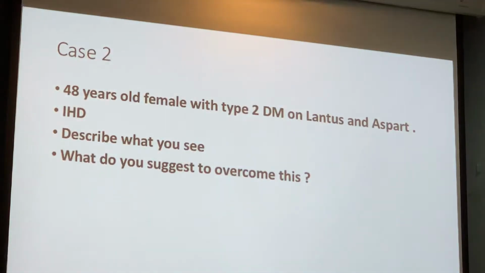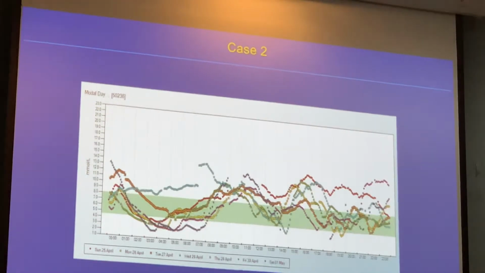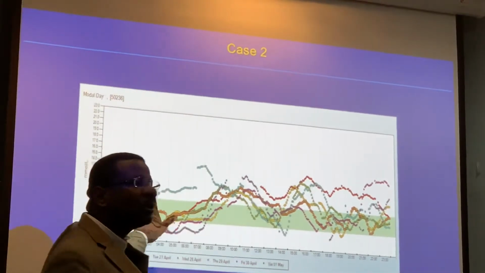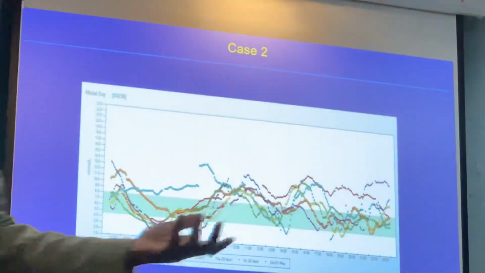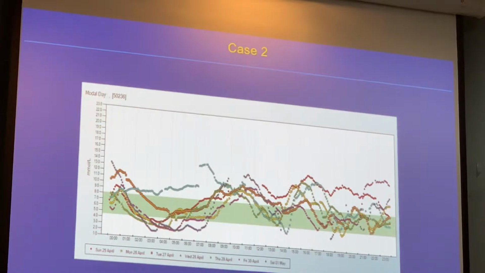For this one, 48 years old female with type 2 diabetes on Lantus and aspart, ischemic heart disease. So what do you see? What is the major problem here? Yeah, there is a very significant, obvious hypoglycemia here. Everything is going down. So unless you solve this problem, don't talk about anything else. And usually hypoglycemia takes precedence when you are really trying to correct things because the patient has already ischemic heart disease. So that's like a hint. Try to not have hypoglycemia with this patient, right?